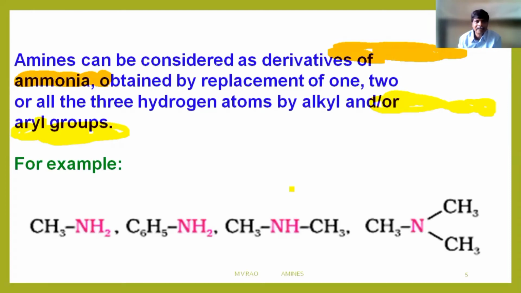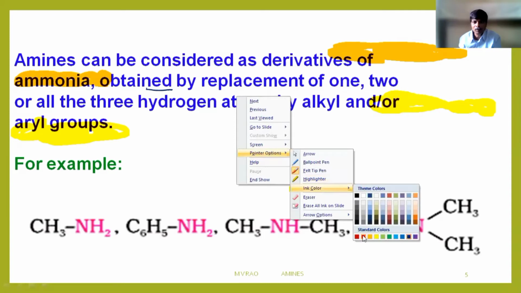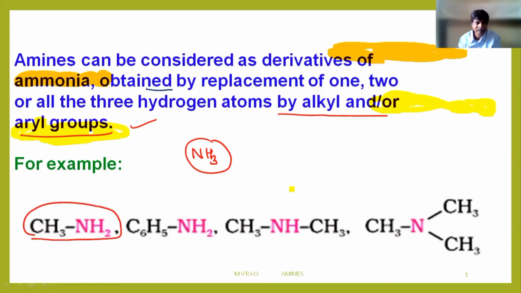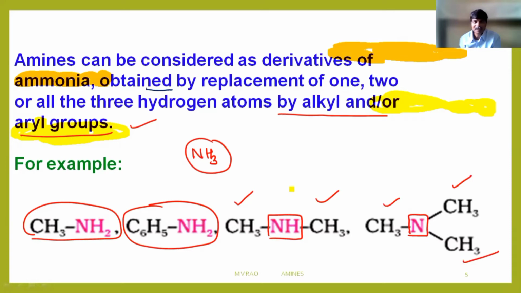That means amines can be considered as derivatives of ammonia obtained by replacement of 1 or 2 or all the 3 hydrogen atoms by alkyl or aryl groups. In NH3, 1 H is replaced with methyl, so it is one amine. Here, aryl C6H5NH, only NH is there, that means 2 groups. Here only N is there, 3 hydrogens are replaced. Here 2 hydrogens replaced, here 3 hydrogens replaced. These are called amines.